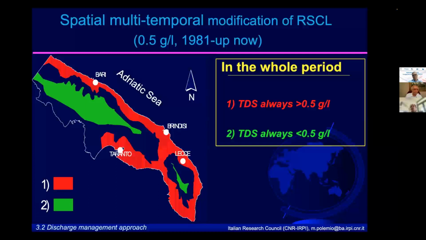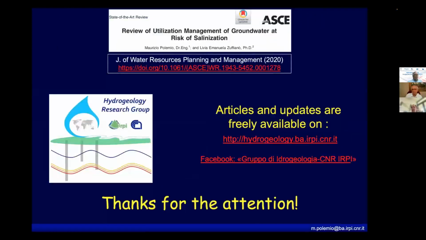In the red area, we always observe values higher than the threshold. In this case, the vulnerability is very high. The rest is the portion of the region in which the salinity is a function of our ability to manage the resource. If we are able to understand the mechanisms and processes, we can obtain very good groundwater. Otherwise, the salinity will worsen. This is the approach based on vulnerability.